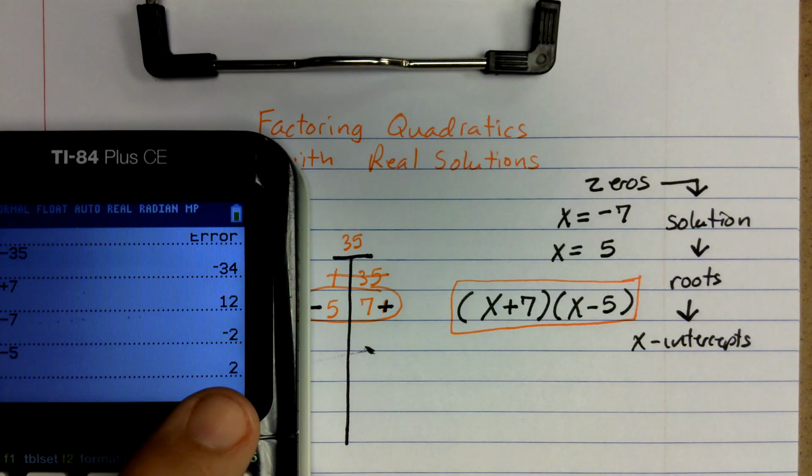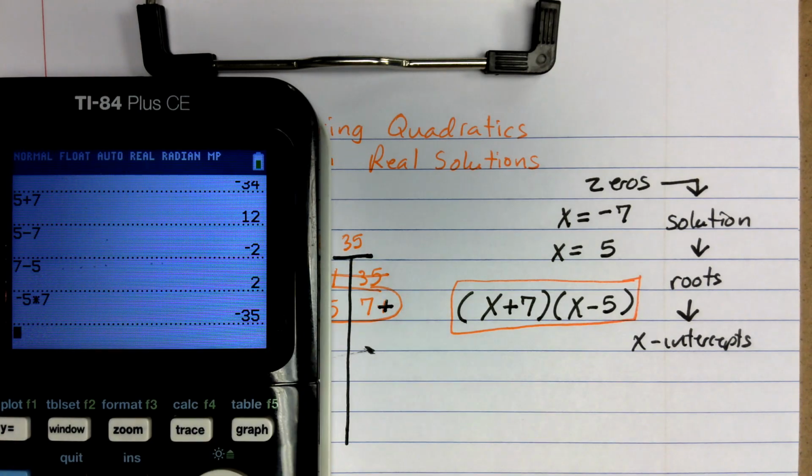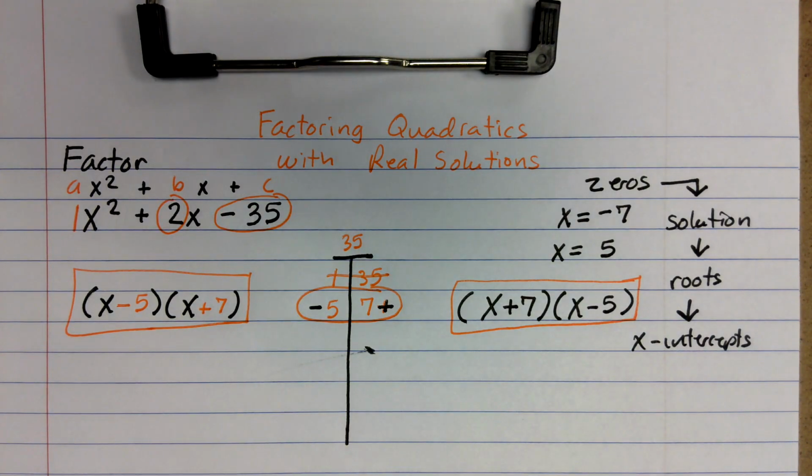I am going to go ahead and just show you with the calculator and verify it. If I do negative 5 times positive 7, it gives me negative 35. Now if I do negative 5 plus 7, it gives me positive 2. And that's how you factor a quadratic that has real solutions. Now I'll go to my next video to see how to do one that has complex solutions.